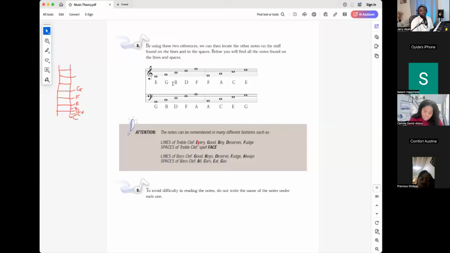Okay? And then for the spaces between the 5 lines of the treble clef, F, A, C, E. And then here we have the one for the bass clef. So these are the lines.